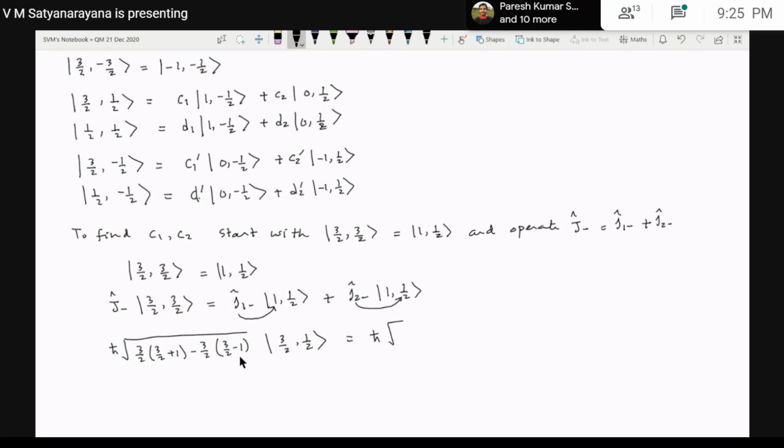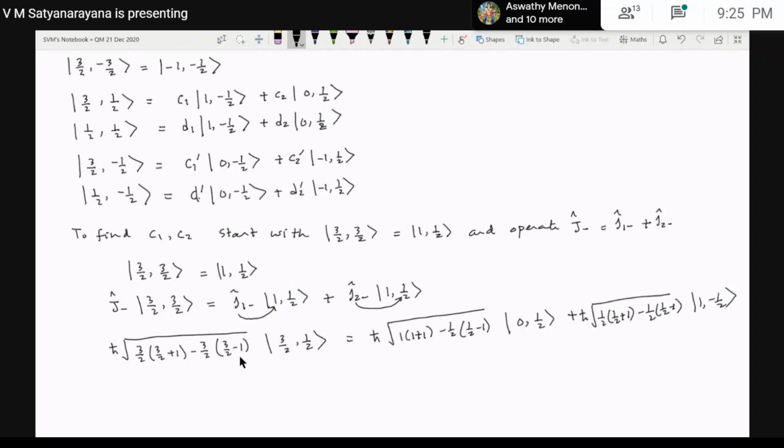Now h bar square root of 1 into 1 plus 1 minus half into half minus 1 into 0 comma half, plus h bar square root of half into half plus 1 minus half into half minus 1 into 1 minus half. Okay.